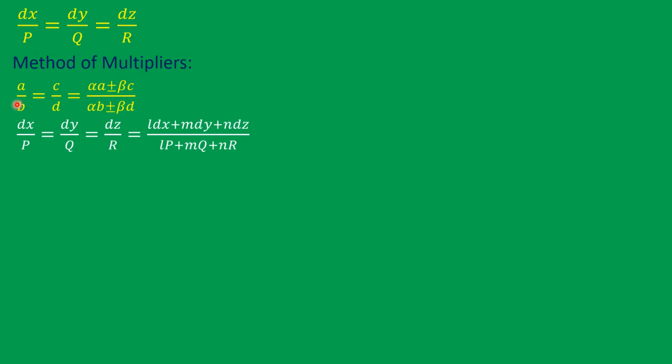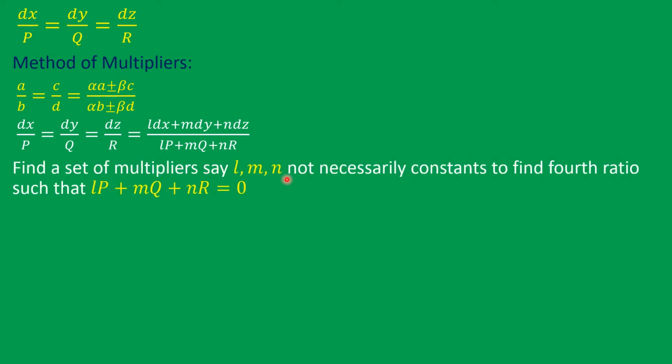What we can do here is find L, M and N, called multipliers, such that, okay, this property of two ratios we can generalize for three ratios. We'll get (L dx plus M dy plus N dz) upon (LP plus MQ plus NR), which is equal to all three ratios. Now we will find multipliers such that LP plus MQ plus NR is equal to 0. This denominator term is equal to 0. These multipliers can be constants or can be functions of x, y, z.